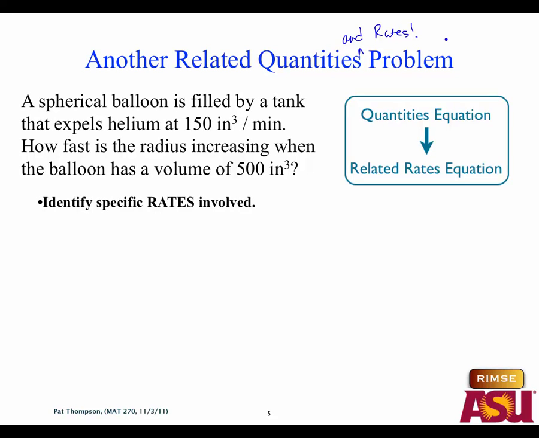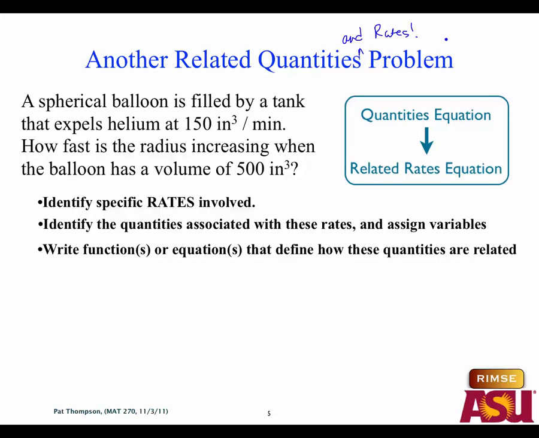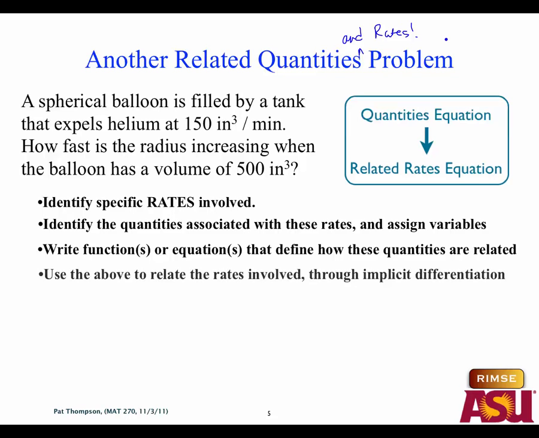Identify the rates involved. Identify the quantities associated with those rates. Assign variables. Then you're ready to write the quantities equation that we're saying is the focus here. From that, you can get the equation that relates the rates. And then from there, we just need to solve for the thing that we're trying to find. In this case, how fast is the radius increasing?